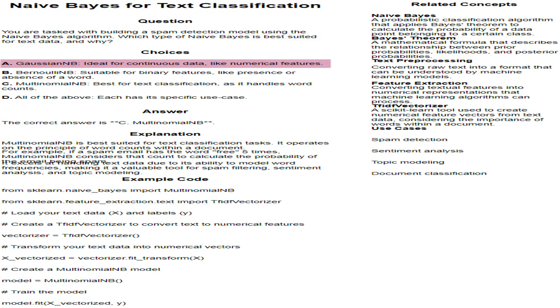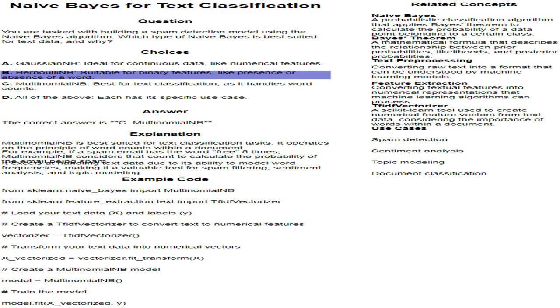False. Bernoulli NB works well for binary features, e.g. presence or absence of a word. But for spam detection, we often consider word frequency, which is better handled by multinomial NB. Bernoulli NB: suitable for binary features, like presence or absence of a word.